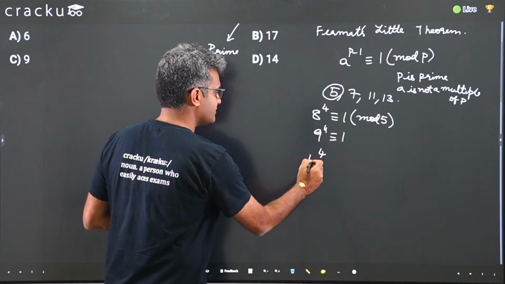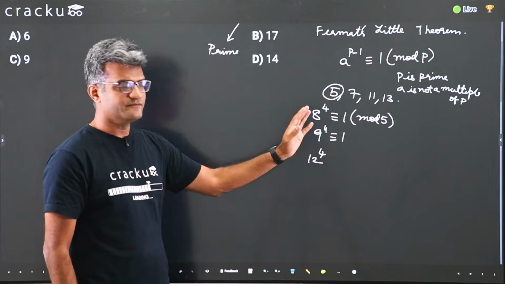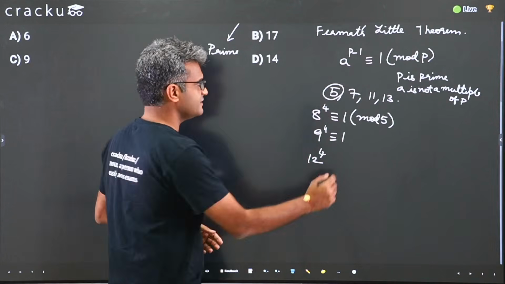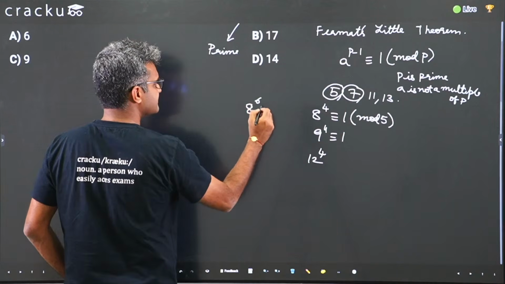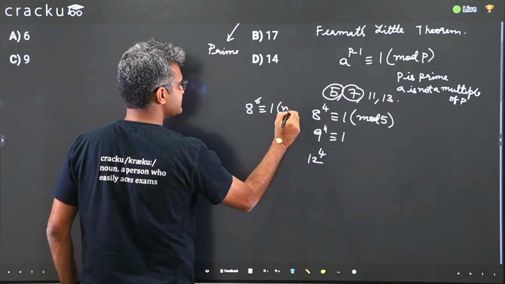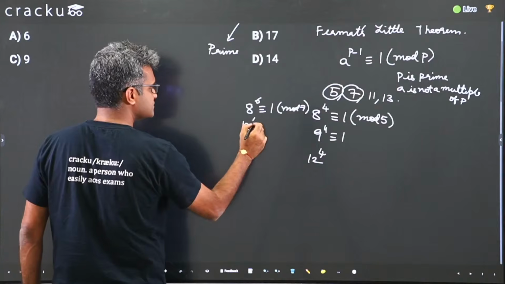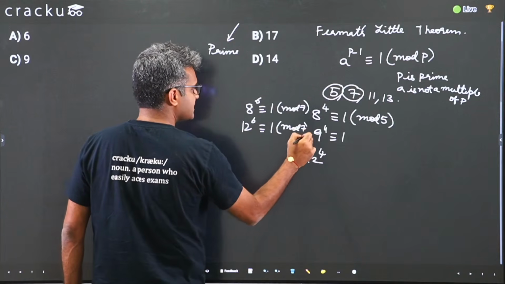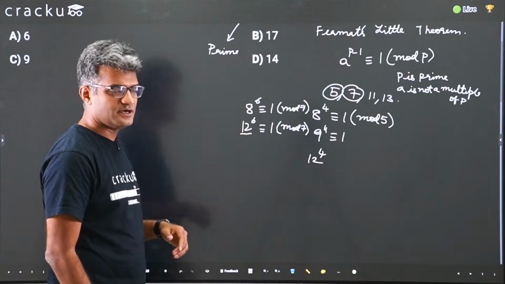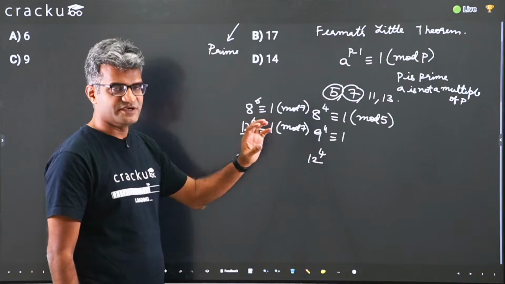You can look at 12 to the power 4. Because 5 is a prime number, any number to the power 4 will leave a remainder of 1. Similarly, for another prime number like 7, 8 to the power 6 will leave a remainder of 1 when divided by 7. Any other number also, say 12 to the power 6, will leave a remainder of 1 when divided by 7, as long as the number you are raising to the power of 6 is not a multiple of 7.